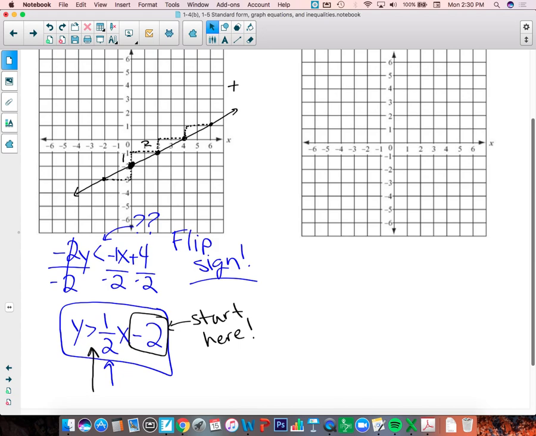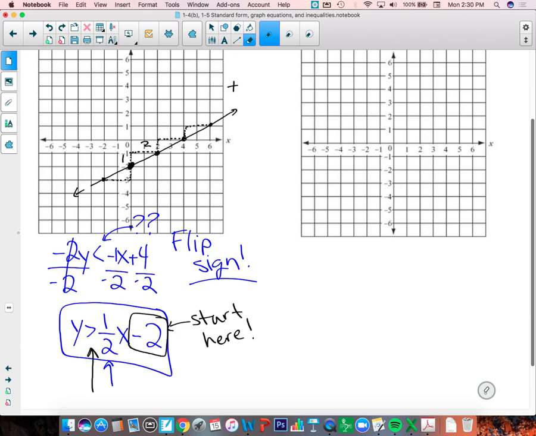Remember, if you're graphing it on a number line, what happens when it's just a greater than or a less than? It's like a circle, but it's not filled in. So the equivalent of a line to being a circle or not filled in is you're going to have a dashed line, okay? So I would have a dashed line like that. That would be the answer for this one.